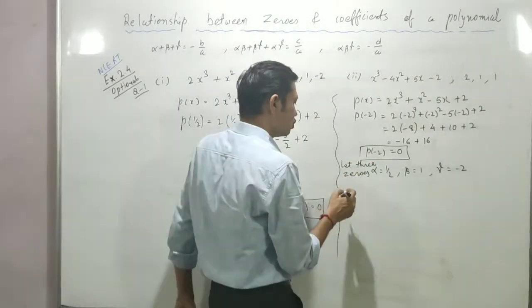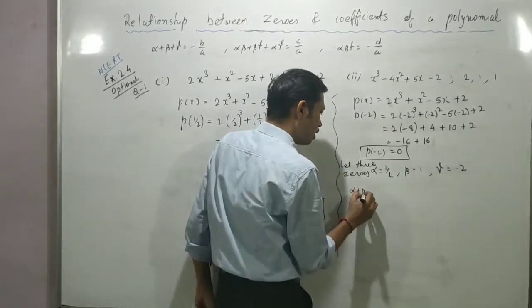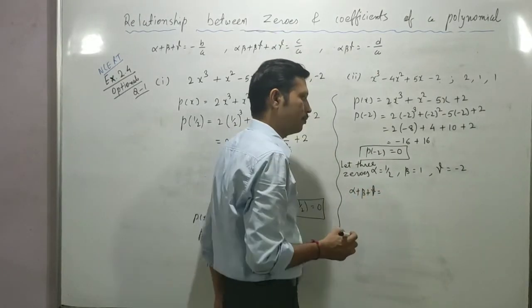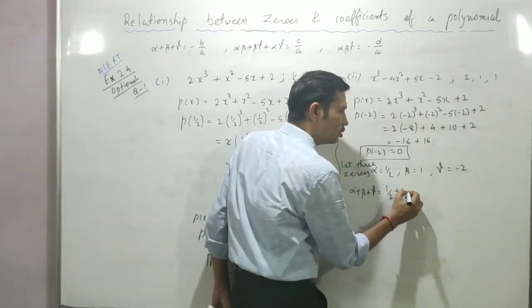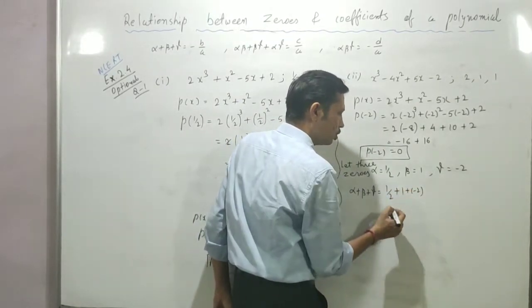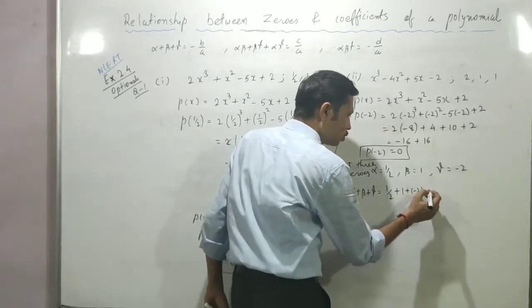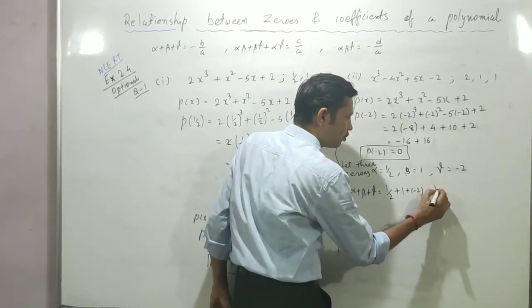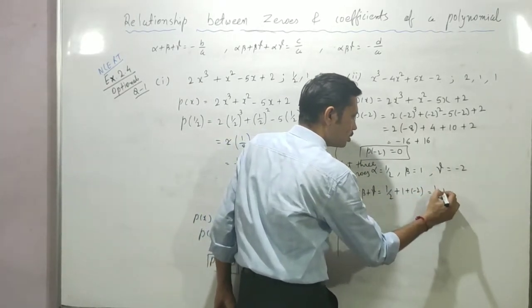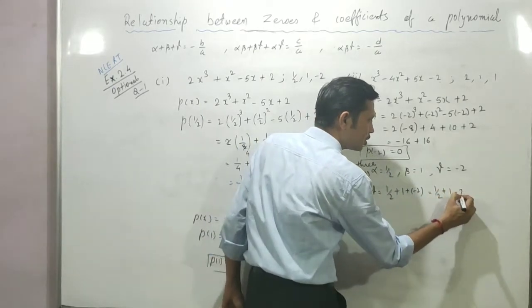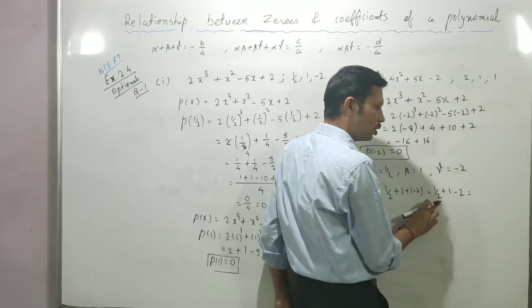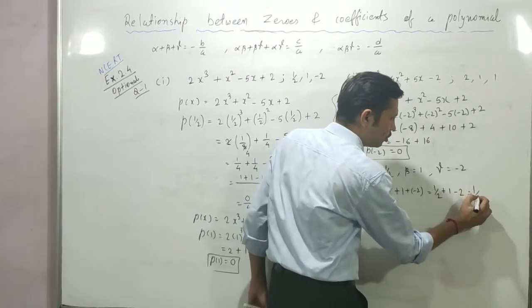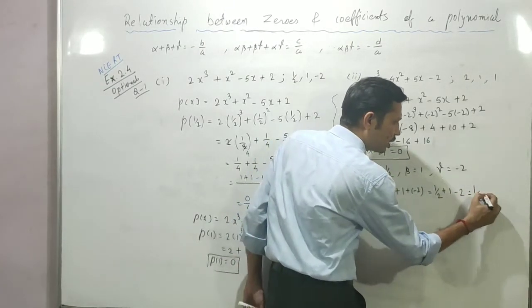Okay. So now the sum of the zeros, alpha plus beta plus gamma: 1 by 2 plus 1 and minus 2. Make the simplification. So it's 1 by 2 plus 1 plus minus 2. Okay, and do the simplification. The 1 by 2 minus 2 and plus 1 becomes minus 1.